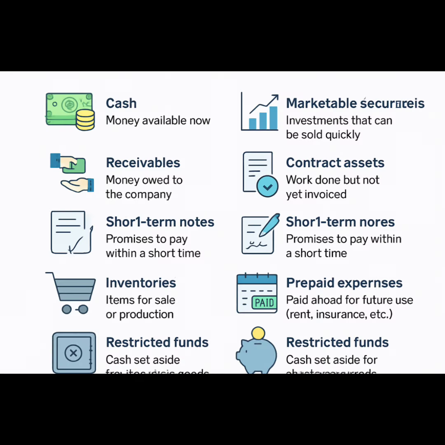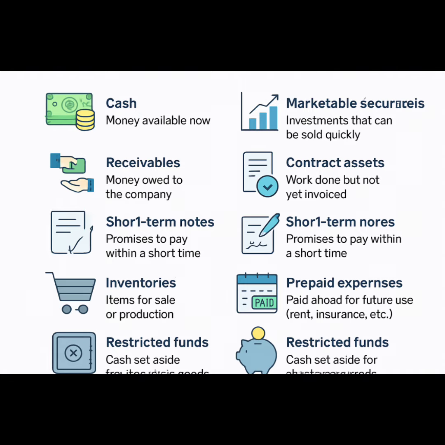Cash: money available now. Cash equivalents: short-term investments made for 3 months. Marketable securities: investments that can be sold quickly. Receivables: money owed to the company. Contract assets: work done but not yet invoiced. Short-term notes: promises to pay within a short time.